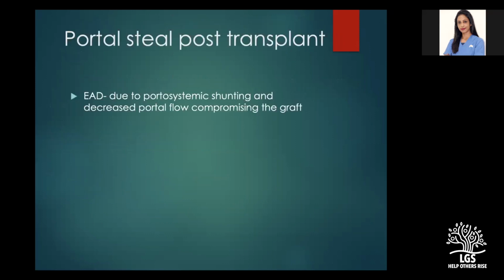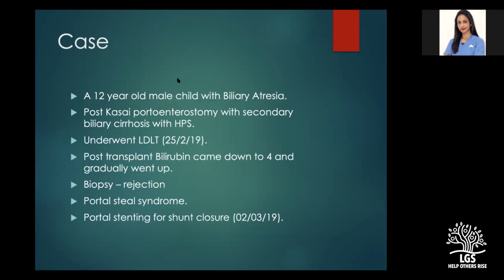This is one of our cases wherein a patient had a portal steal post-transplant. I think this was a 12-year-old, if I remember correctly. So early allograft dysfunction due to portosystemic shunting and decreased portal flow compromising the graft is quite an interesting case, actually. So this was a 12-year-old child with biliary atresia, and it was a failed Kasai, and then he underwent LDLT on 25th of February. And post-transplant, bilirubin came down to 4, and then gradually it went up. So the biopsy showed it was rejection, and we diagnosed portal steal syndrome only because of this.